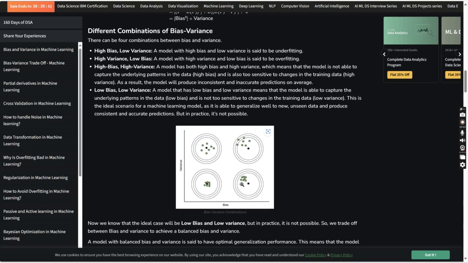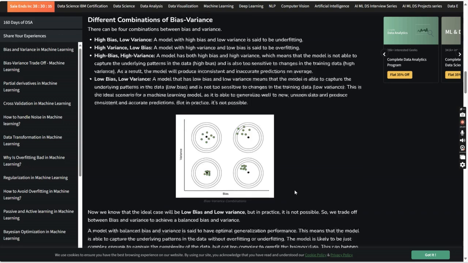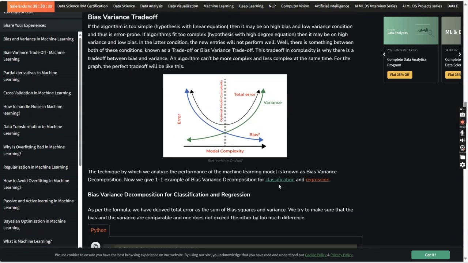That means your data is not showing much of variance. Variance is spread again. Okay, but your line is still not able to capture that. Okay, this is the bias variance error. Yeah, this is what we were talking about.